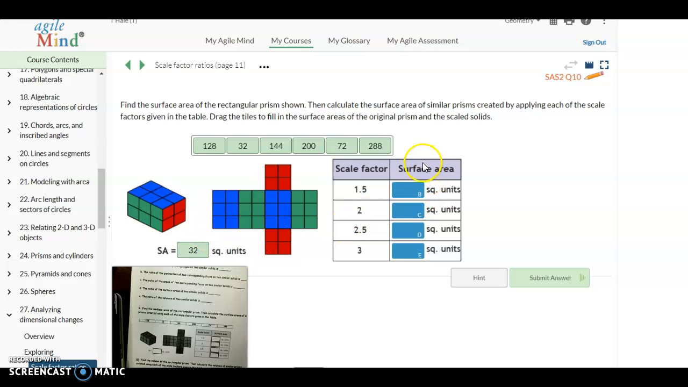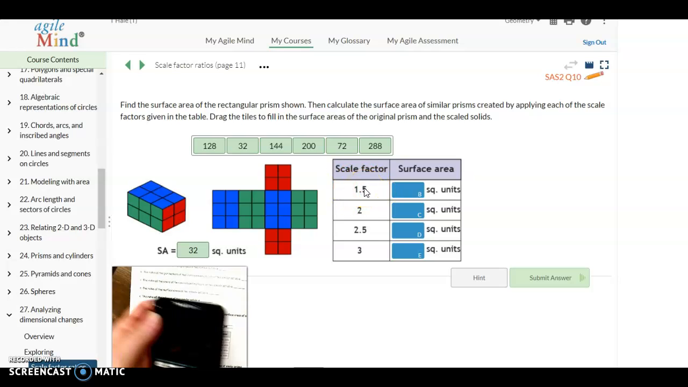We're going to find out what the new surface area is going to be if we change the linear dimensions with this scale factor. So remember, we're not just going to take 32 and multiply it by this scale factor. That's not what we're doing. This is a linear scale factor, and we're trying to find a squared result. So in order to find our surface area, we're going to have to take this linear change and square it.